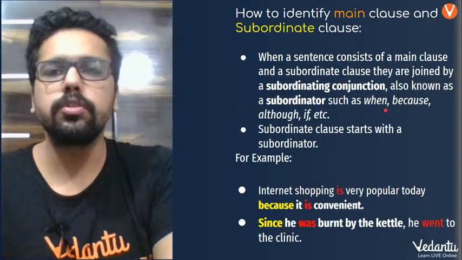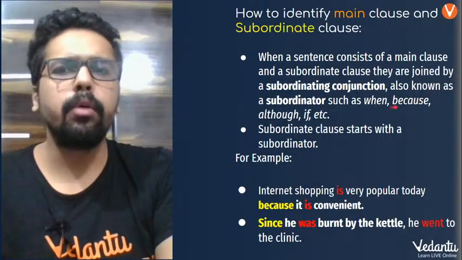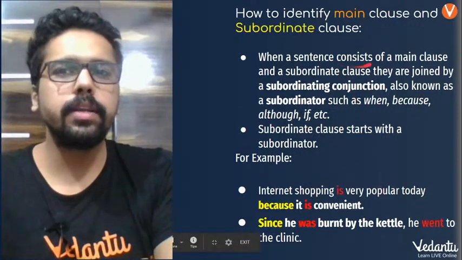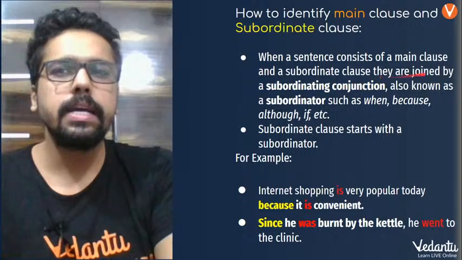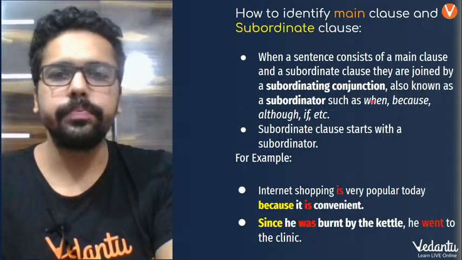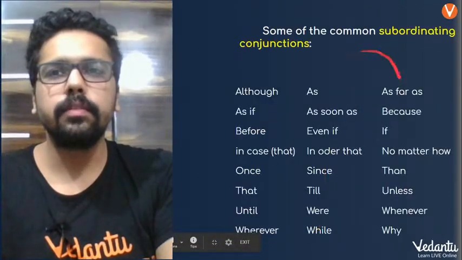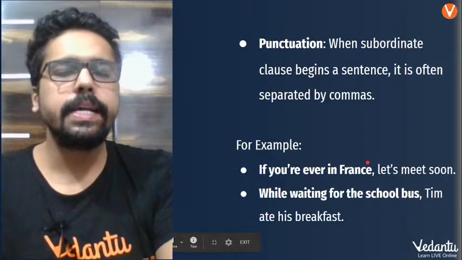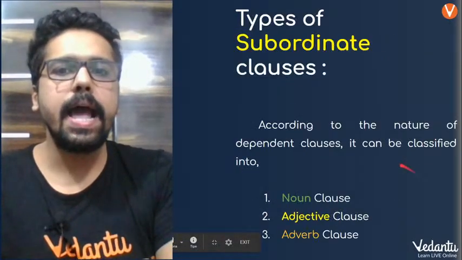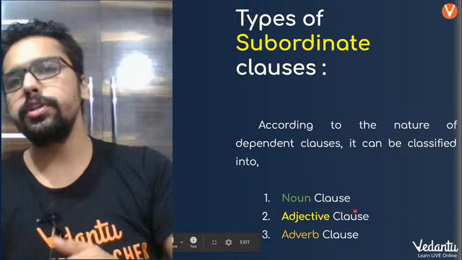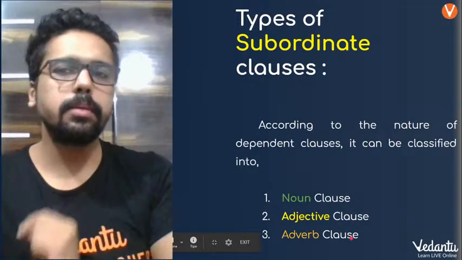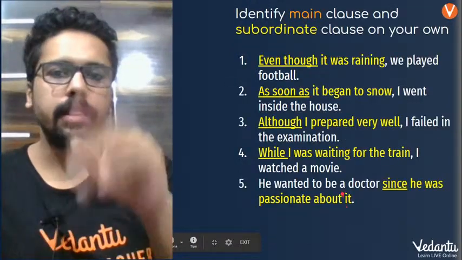In the list of subordinating conjunctions that we saw, there are words like when, because, although, if, etc. So you will have these words here. When a sentence consists of a main clause and a subordinate clause, they are joined by these subordinating conjunctions. These are the examples we've seen, with the common list of subordinating conjunctions. We've also seen how punctuation is used, how a comma is used when there is a subordinate clause in the main clause. And I've just introduced three types of subordinate clause: the noun clause, adjective clause, and adverb clause. We will discuss them in detail in upcoming sessions.